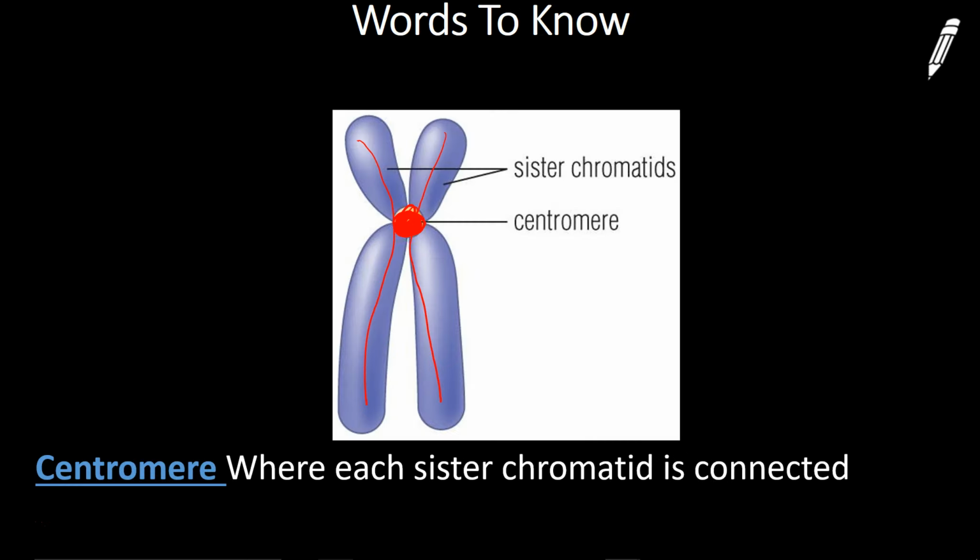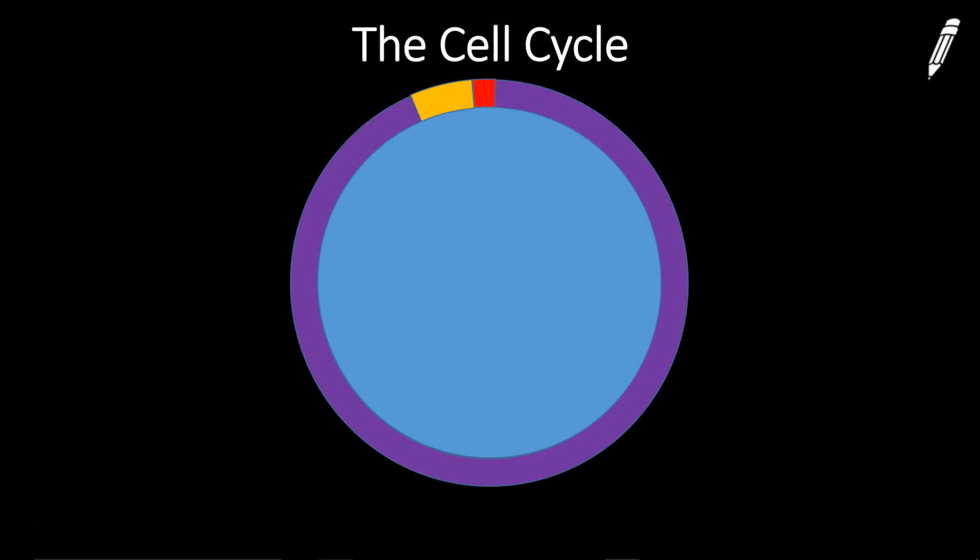Okay, so that does it for DNA, chromosomes, and all that good stuff. Now let's go into the cell cycle. This is a graph or a chart that I want you folks to become familiar with, and I'm going to break this down and explain it to you. This chart is explaining the amount of time that a cell spends in each cycle of its life.